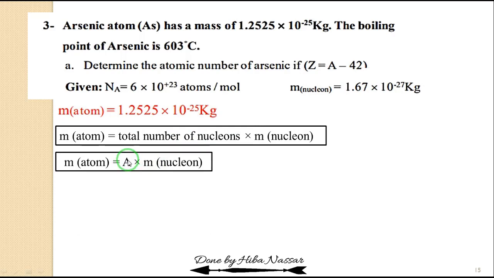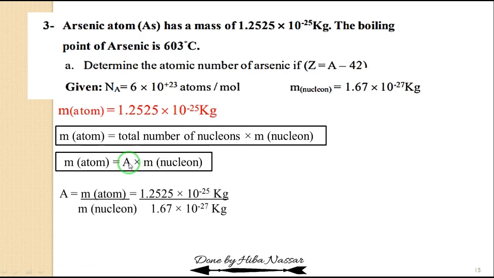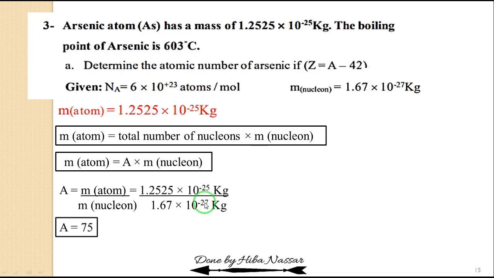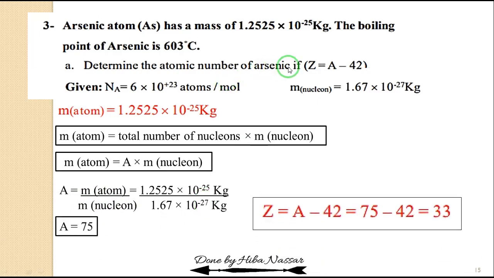So here we can say that the mass number A is equal to the total mass of the atom, which is given for you, divided by the mass of each nucleon. You will find that the mass number is equal to 75, and we can say now that the atomic number is equal to 75 minus 42, using the relation, so the atomic number is equal to 33.